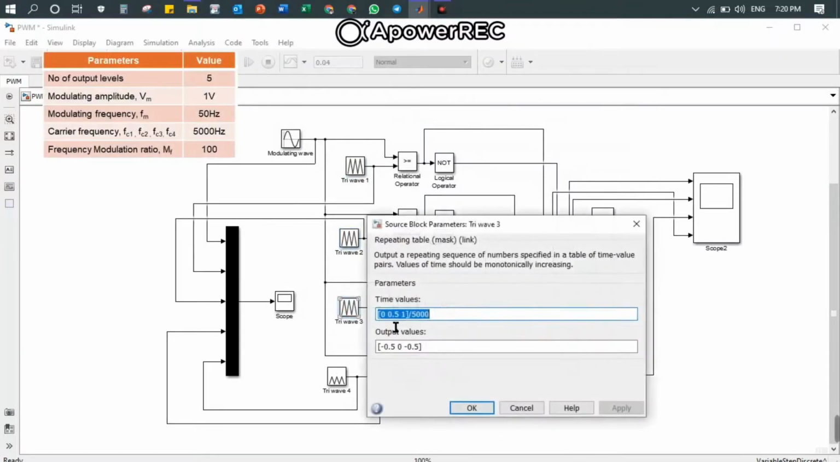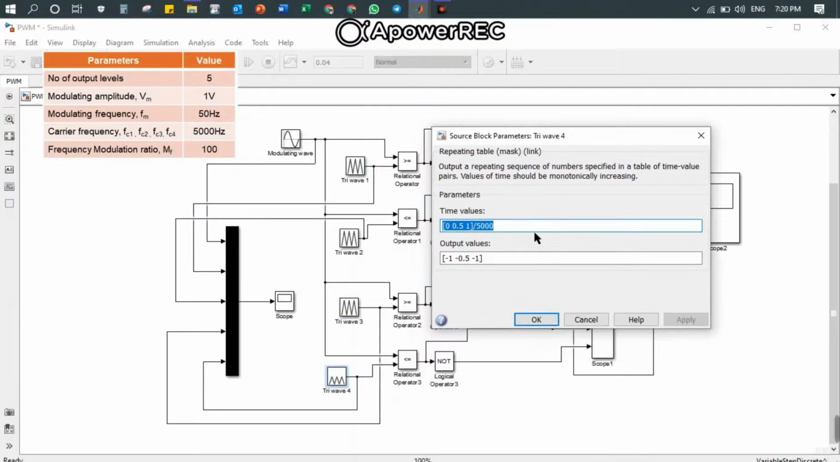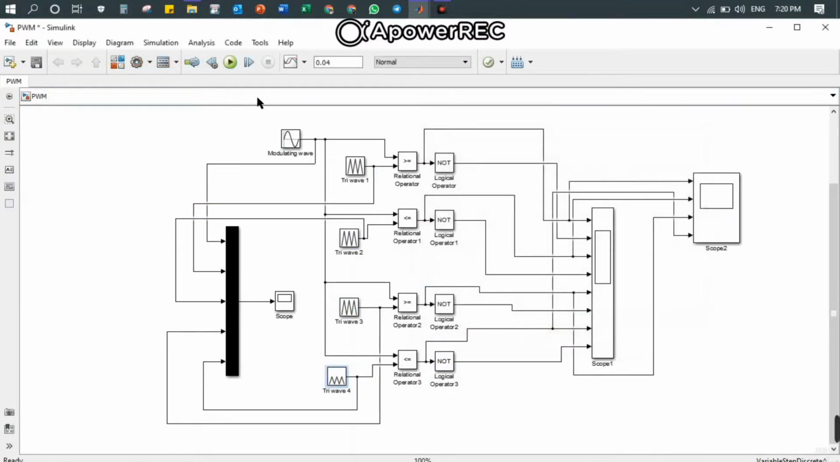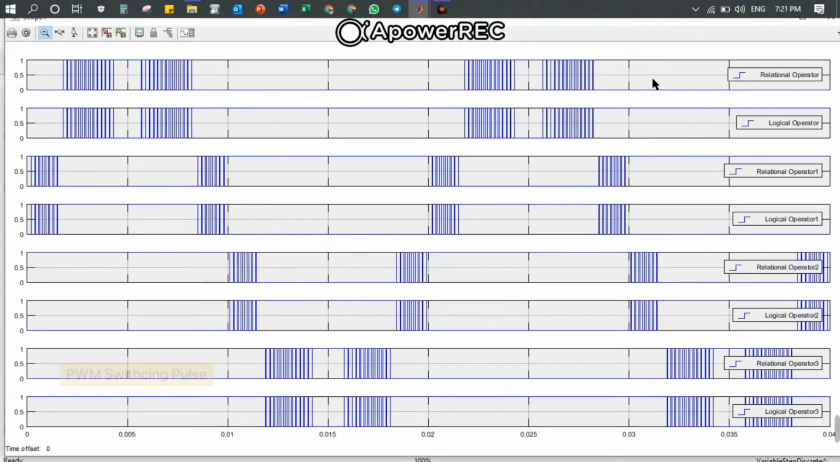Here are the parameters that have been used for the PWM technique. Later on, the same circuit will be used for both cascaded bridge and cross-connected source multi-level inverter as their switching pulse. After running the program, we can obtain the switching pulse for each switch.